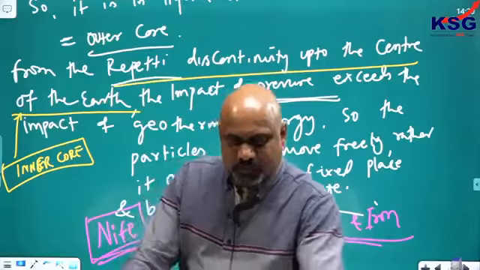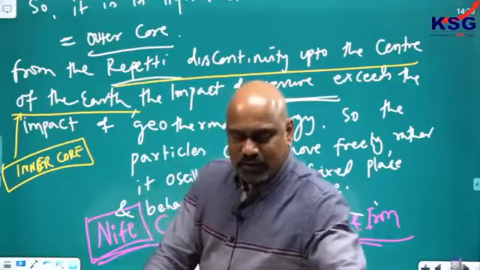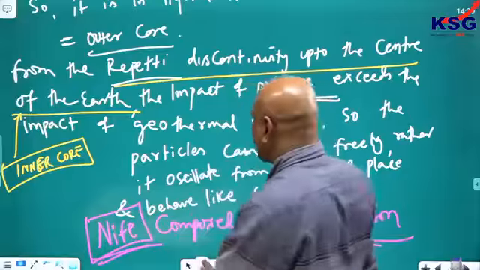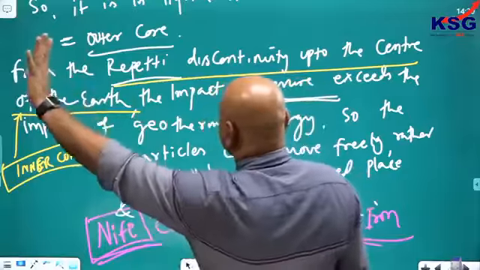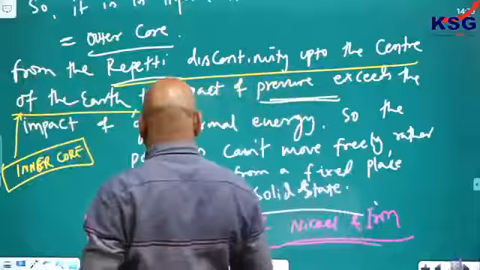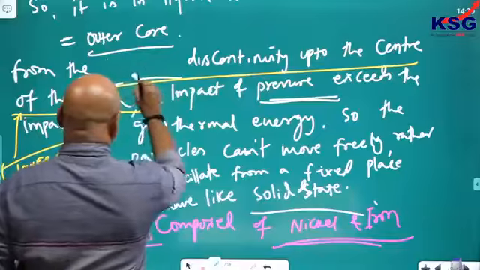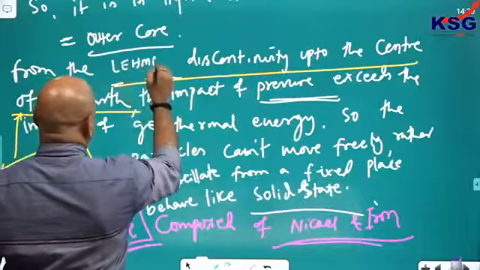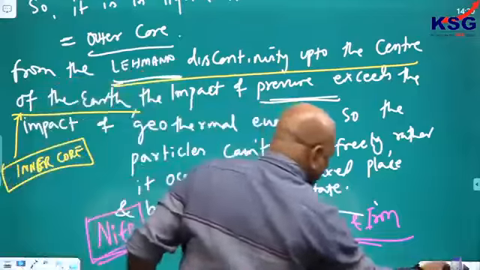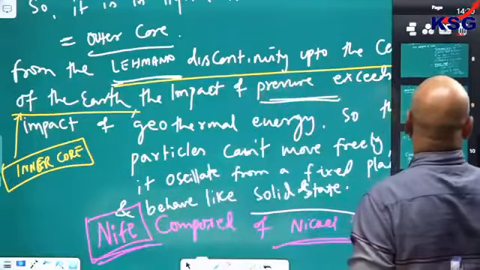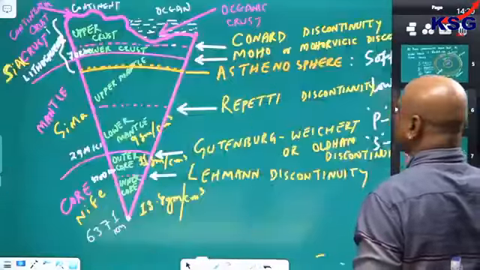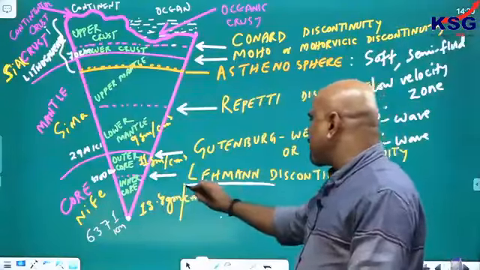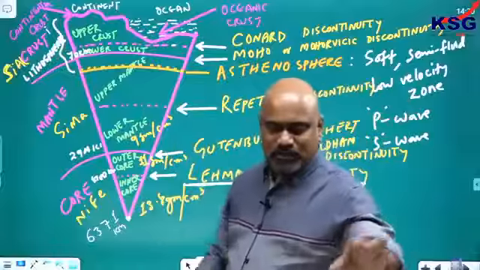Sir, is it Repetti or Lehmann? Lehmann it will be. Lehmann discontinuity it will be. Sorry if I said Repetti. Is it written Repetti? Just one minute please. From this, it is not Repetti, it is Lehmann. You know it better than me now. Thank you very much. Lehmann. Look here, I have given Lehmann discontinuity. Please look here, inner and outer core Lehmann discontinuity. Can you please rectify? Thank you very much, my dear, who have pointed this out.